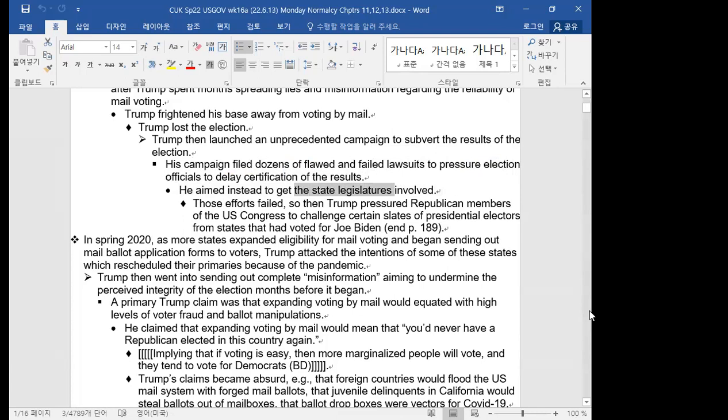Remember your final exam papers about the Electoral College, that the state legislature of Georgia could choose the electors that would then vote as the Electoral College for president. The effort failed, so then Trump pressured Republican members of the U.S. Congress to challenge certain slates of presidential electors from states that had voted for Joe Biden. And the January 6, 2021 congressional meeting has been until that time just a ceremony, like the Electoral College votes in December that decide who won the results, who's elected president. And they're constrained by state law as to who they have to vote to be president.